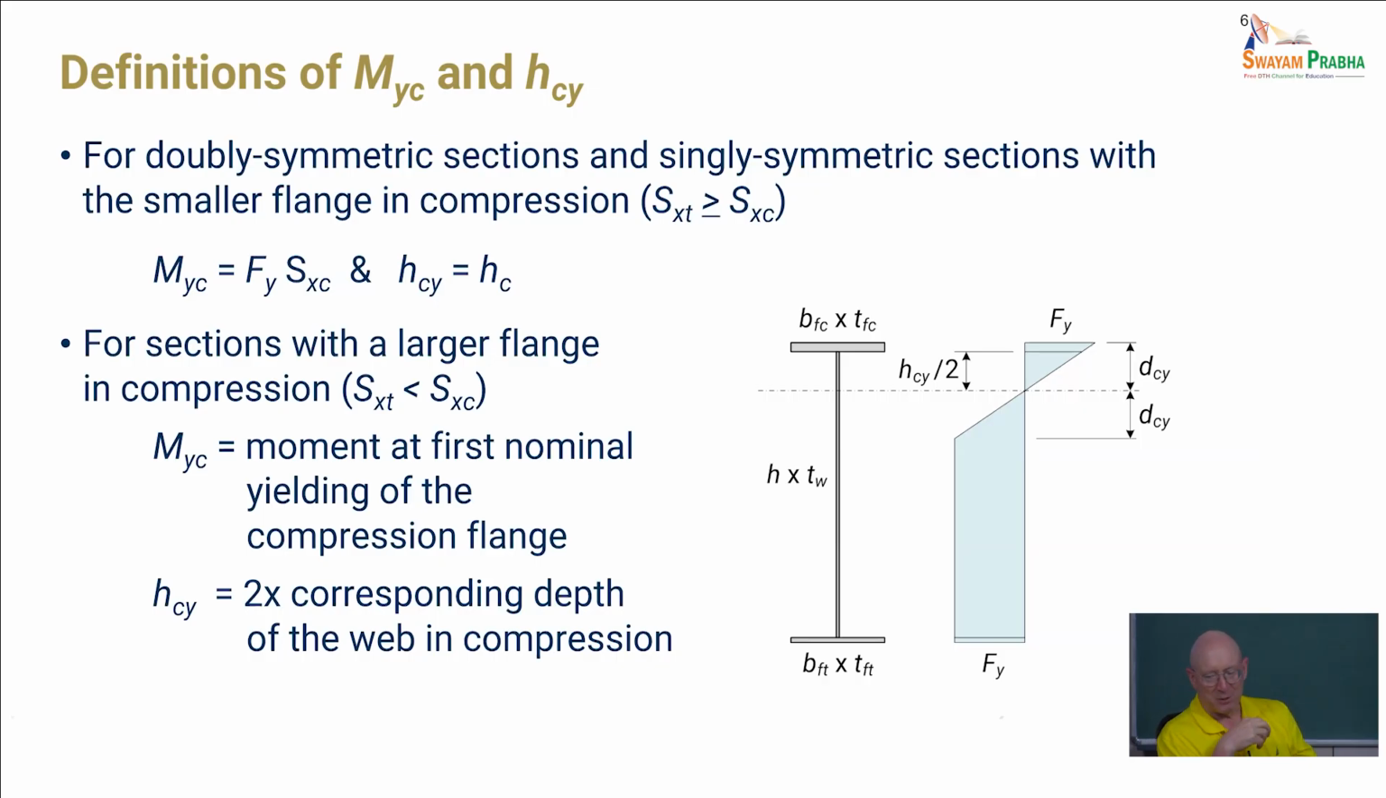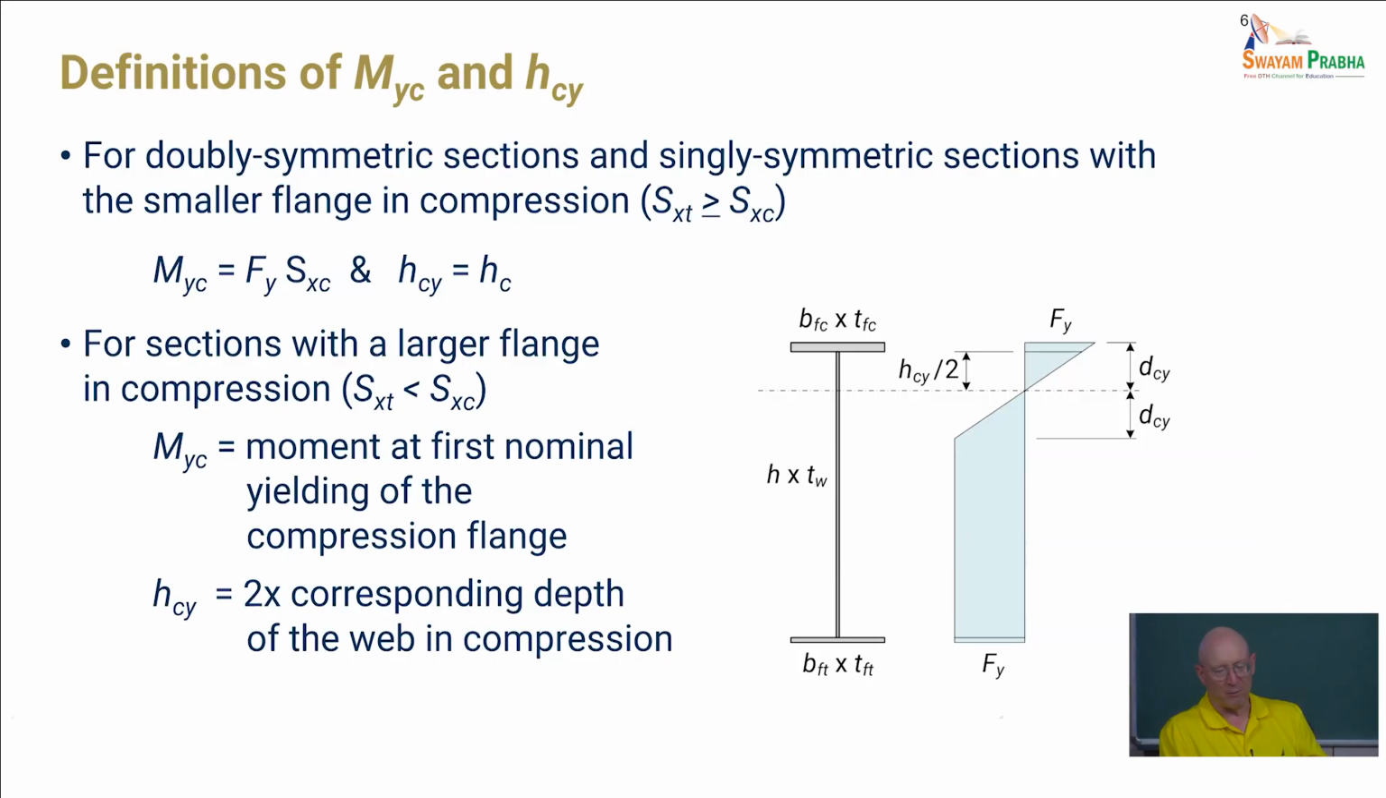If the section is doubly symmetric, or if it's singly symmetric with the smaller flange in compression, then we calculate a yield moment to the compression flange, and that's simply the yield stress times the elastic section modulus. The general term HCY here is basically the web depth in compression at yield, which is equal to the elastic depth of web in compression.